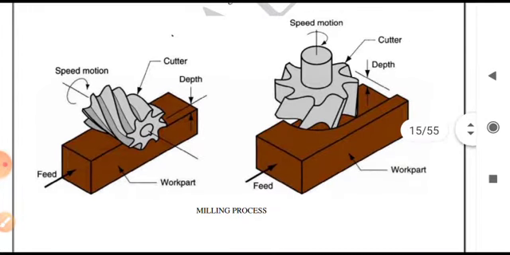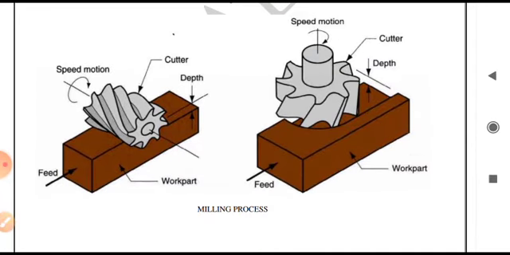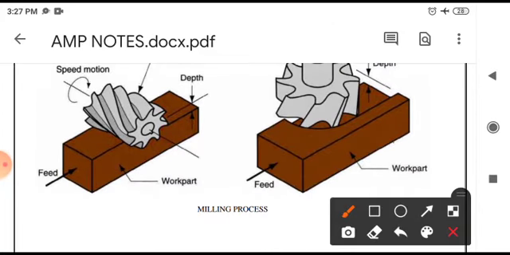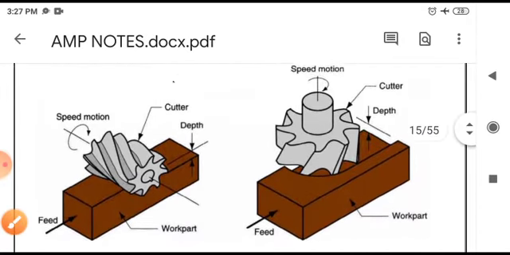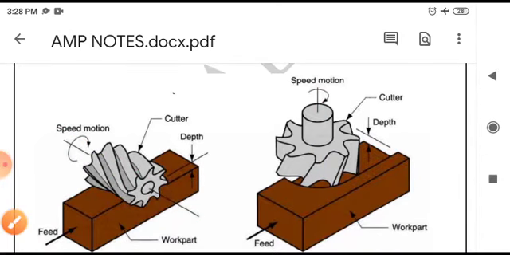You can see its principle over here. Here is the rotor, and the cutters are provided. These are the cutters. The axis may be horizontal or vertical. There are two types of milling machine we will study further. Here you can see the milling tool or cutting tool, which has a horizontal axis, and another has a vertical axis.